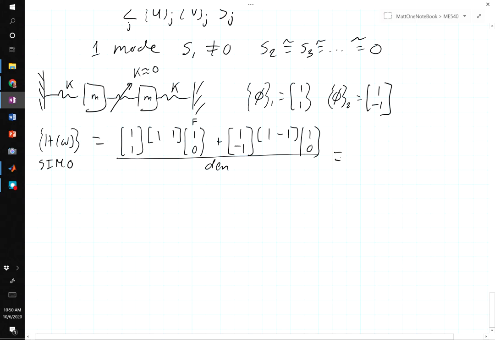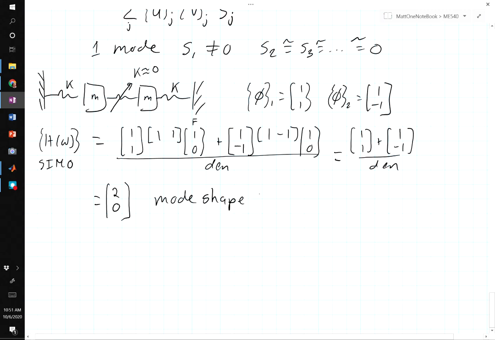All right, so if you work that out, what we're going to get is just the first, or just these two columns added together. So we get 1, 1 plus 1 minus 1 over the denominator. Or we get 2, 0, right? So that seems to be our mode shape. It seems to be that we have motion in mass 1, but we have 0 motion in mass 2.